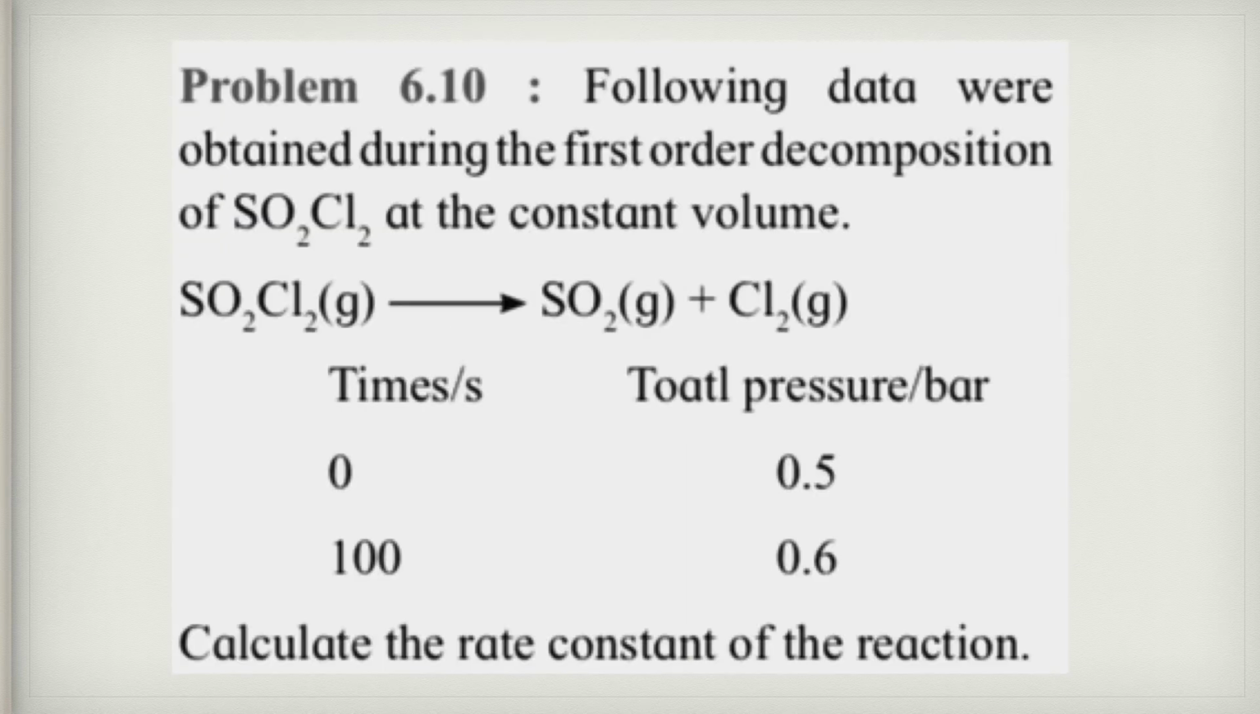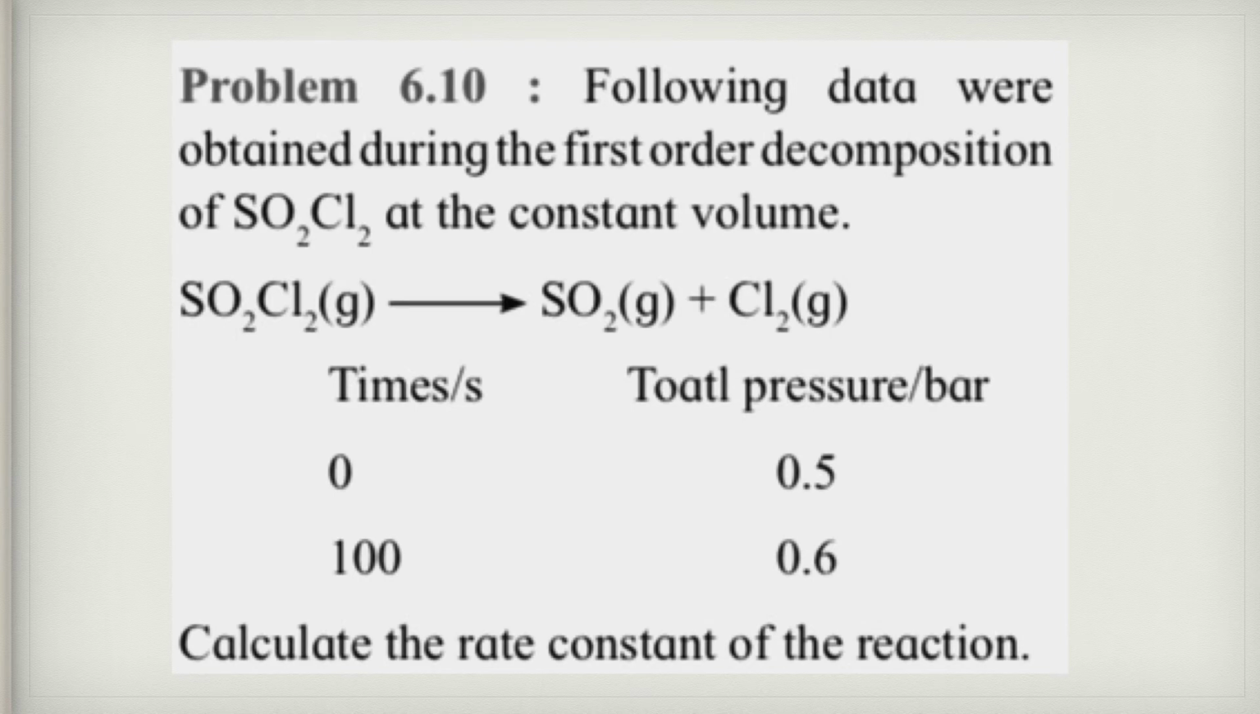Okay, next problem. Following data were obtained during the first order decomposition of sulfuryl chloride at constant volume. So the reaction is given as sulfuryl chloride, when decomposed, it will give me sulfur dioxide and chlorine. Some data is given, time in seconds and the total pressure in bar, and that spelling of total is wrong over there, that is total, please note. And next thing is calculate the rate constant of the reaction.